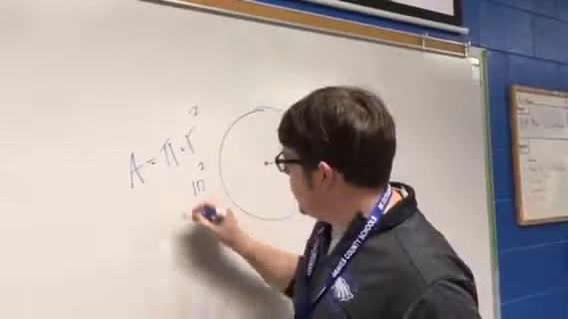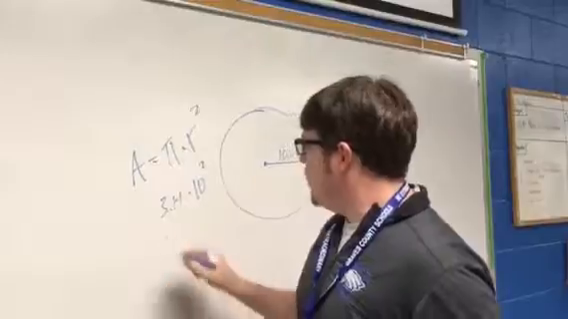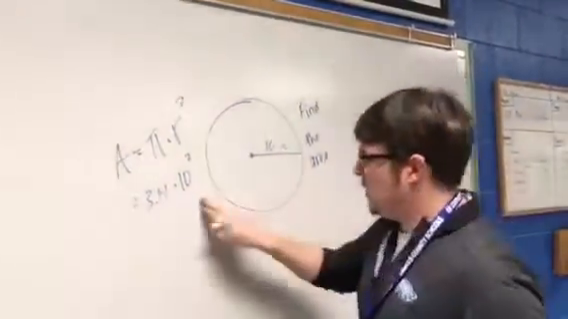You're going to square it. You're going to multiply it by that weird number we talked about, pi. Pi is equivalent to 3.14. So to calculate the area of the circle, we take 10 and we square it.